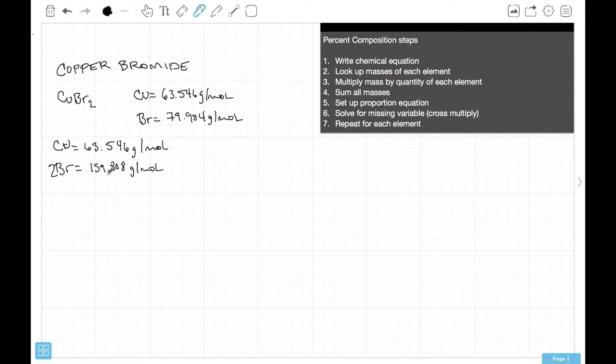All right, and the next step says sum all the masses. So the sum of everything gives you 223.354 grams per mole.